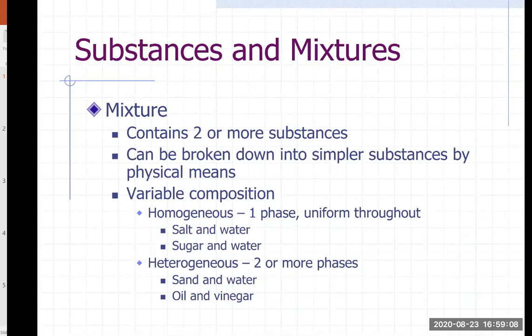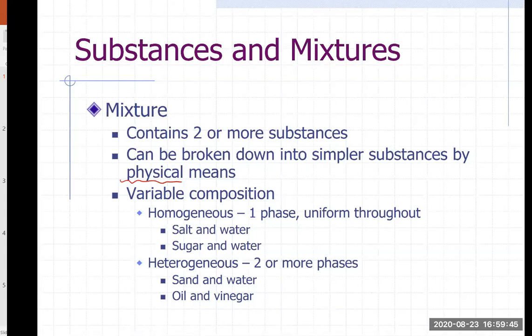Substances and mixtures, as I told you, have a lot of similarities, but they also have a lot of differences. A mixture contains 2 or more substances, and we just talked about compounds that contain 2 or more substances. So that's a similarity. Where's a difference? Well, a mixture can be broken down into simpler substances by physical means. If you remember, a compound cannot be broken down into simpler substances by physical means. We have to use chemical means to break down a compound into simpler substances.